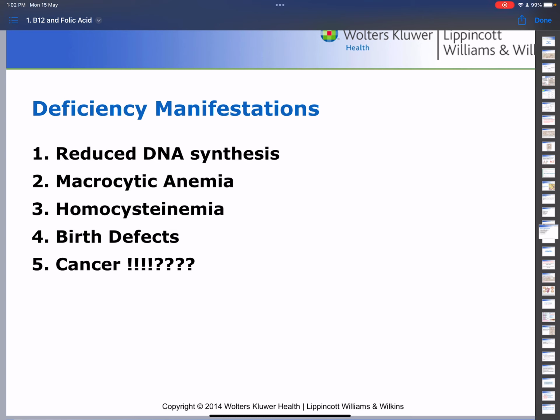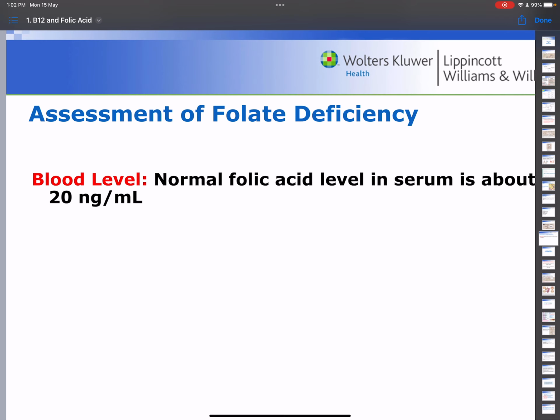Birth defects, as we described before. Cancers have some doubts, whether there is a cancer association with folic acid or not. This is the normal level of folic acid in adults, for example.